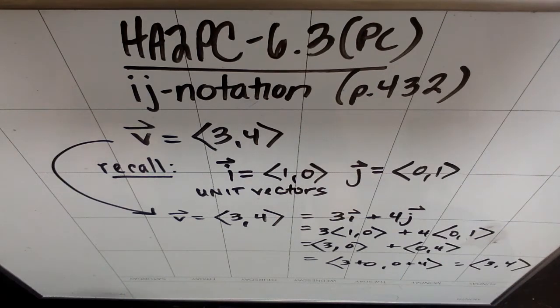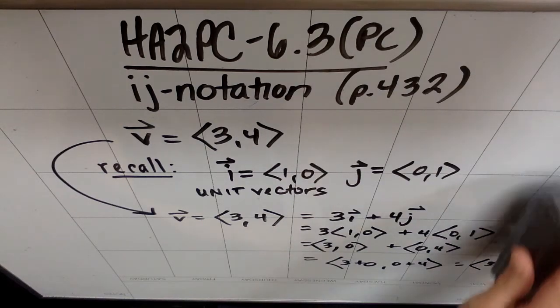So IJ notation is just another way to write component form. When you see this notation, 3i plus 4j, it means exactly the same thing as this component form. It's just a different way to write it. Now, I personally prefer component form, but they mean the same thing. So let's walk through a quick example of using that notation.